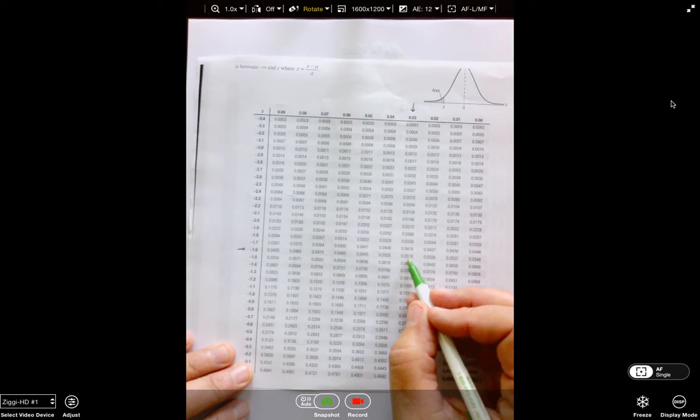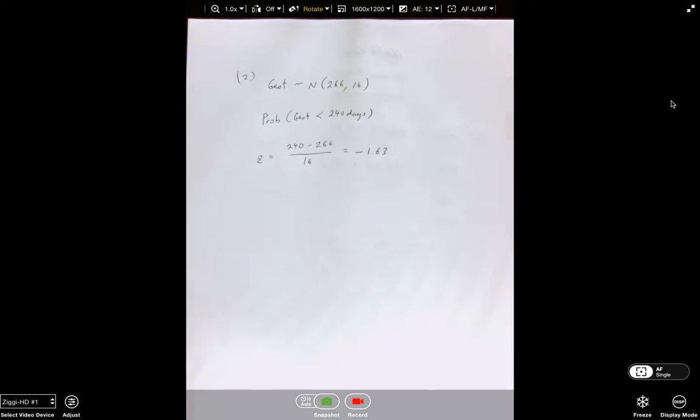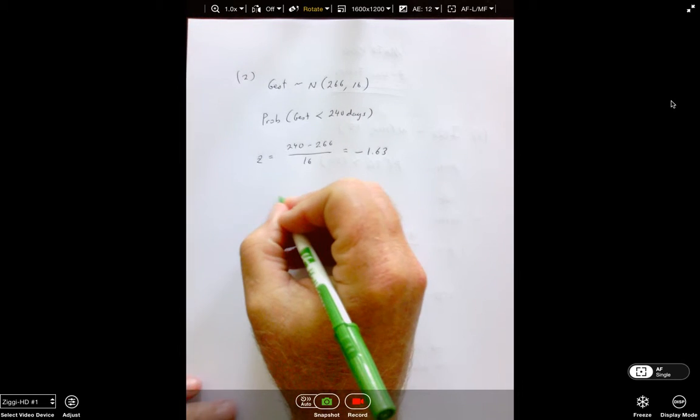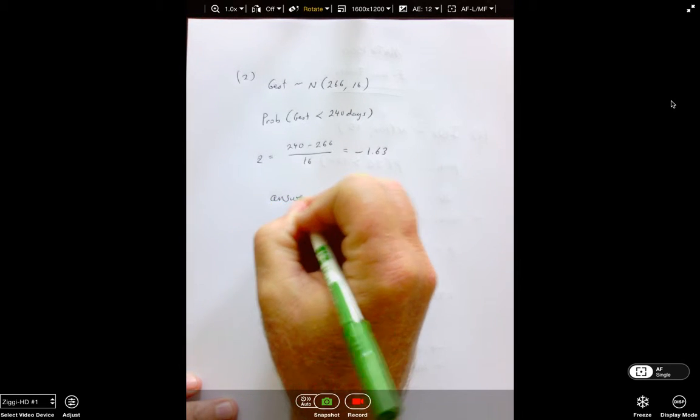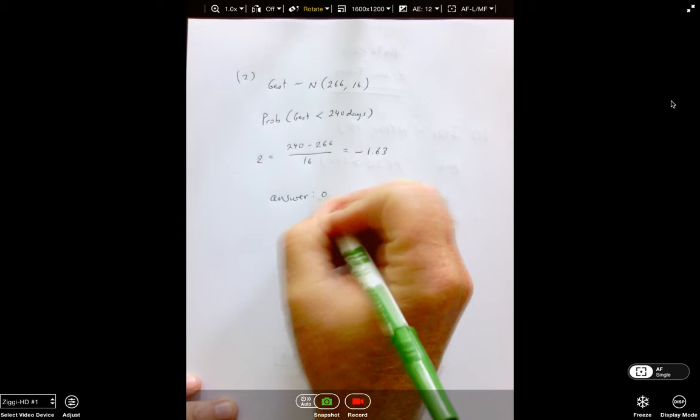This number right there. All right, so our answer, 0.0516.